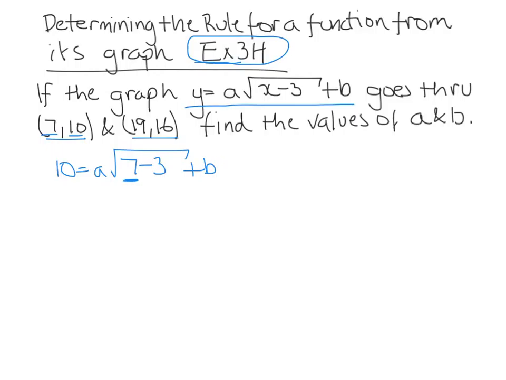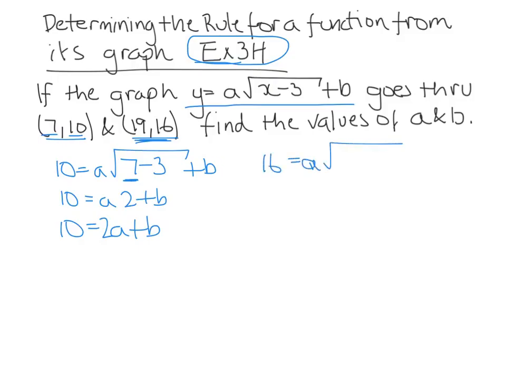Now let's see, 7 minus 3 is 4, the square root of 4 is 2. So I've got one equation here, 10 is equal to 2a plus b. Now what about if I substitute this point into the same equation as well? So that'll be 16 is equal to a square root of 19 minus 3, plus b. Now let's see, 19 minus 3 is 16, the square root of 16 is 4. So this would be 4a plus b.